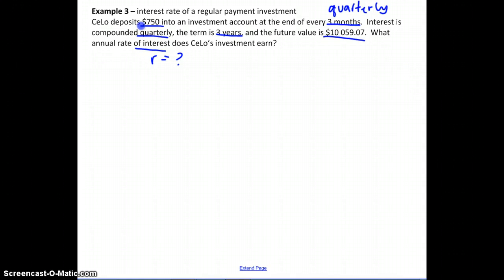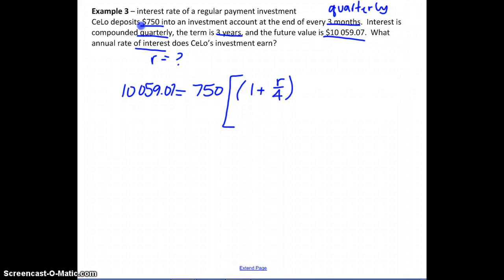So let's plug this into our formula. We get the future value is $10,059.07. Payments are $750. Interest is what we're looking for, compounded quarterly. And the time is 3 years.